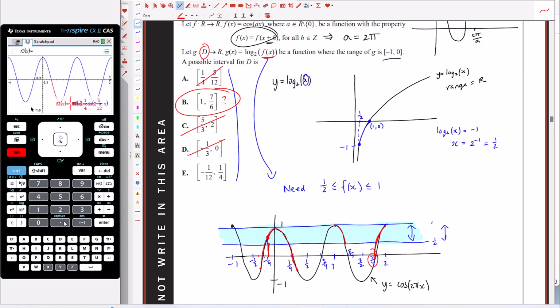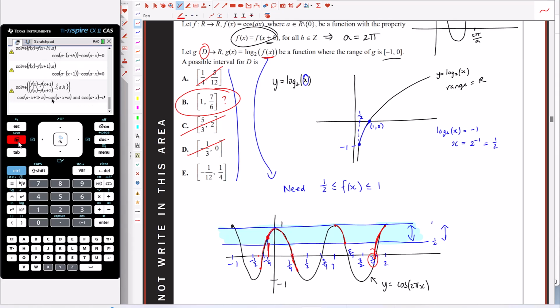So let's also draw in the line y equals a half. Okay, so remember we need to be above that line. So this f2 of x is not what we want, so it's definitely not option A. Now we queried option B, so let's edit this domain here to go from 1 to 7/6. So 7/6. Okay, I think that looks good. Yeah, so that's going to give us the domain that we want. Sorry, the range that we want. The range will be from half to 1.